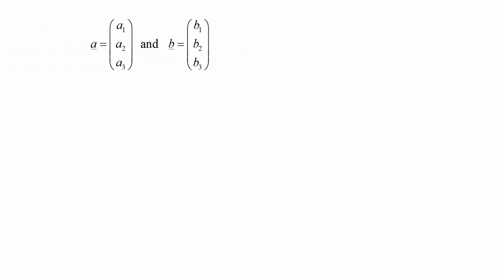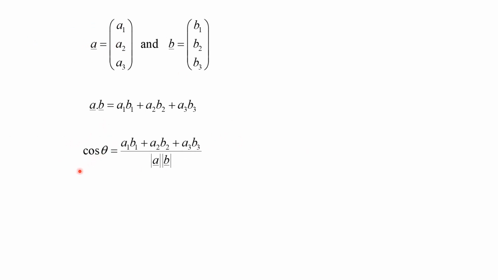If you are given vectors A and B in component form, and you need to identify the dot product, this is how you do it. You multiply the component A1 with B1, followed by the addition of A2 with B2 and A3 with B3. So this is how you identify the dot product given the vectors in component form.